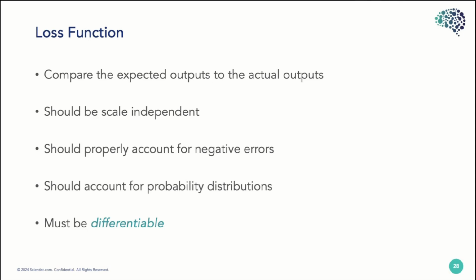And finally, in some use cases, you want your loss function to properly account for probability distributions. A lot of times what we're doing with these neural networks isn't computing a value. We're computing a set of values, a probability that a result falls into one of these bins. And so you oftentimes want to compare how different this entire distribution is to this other distribution, and those are a different type of loss function. And finally, at the risk of sounding like a broken record, it must be differentiable.